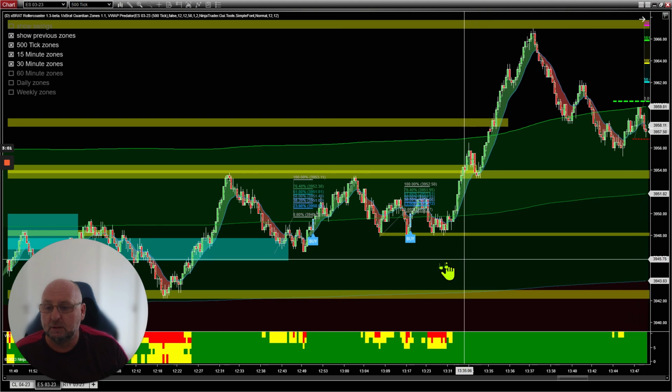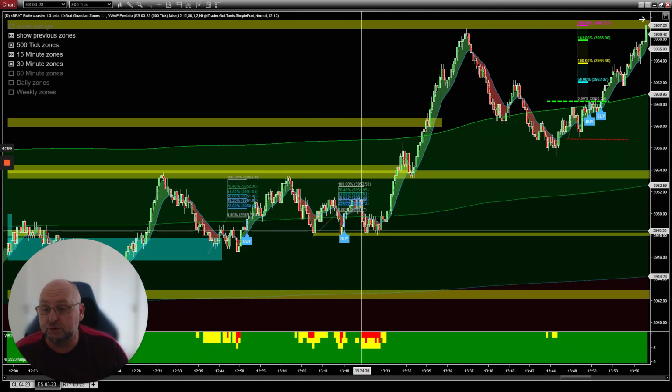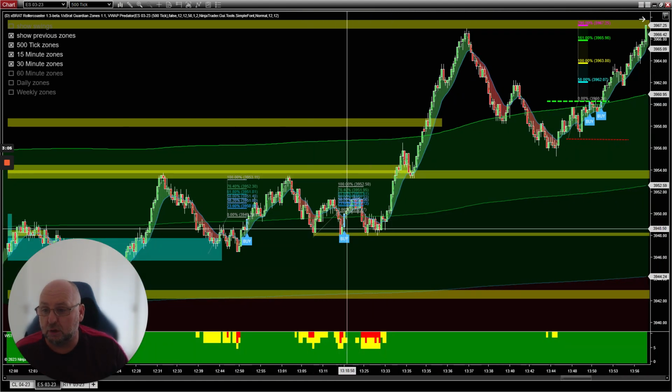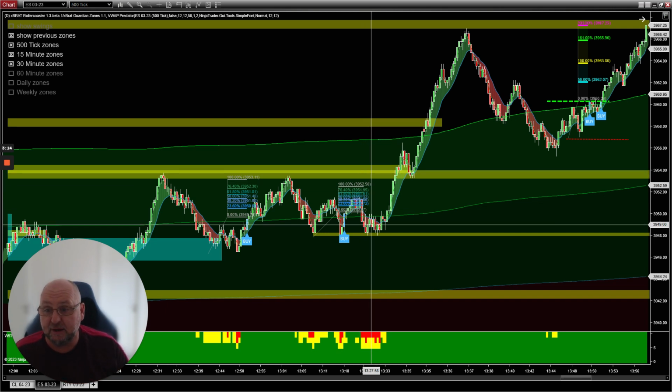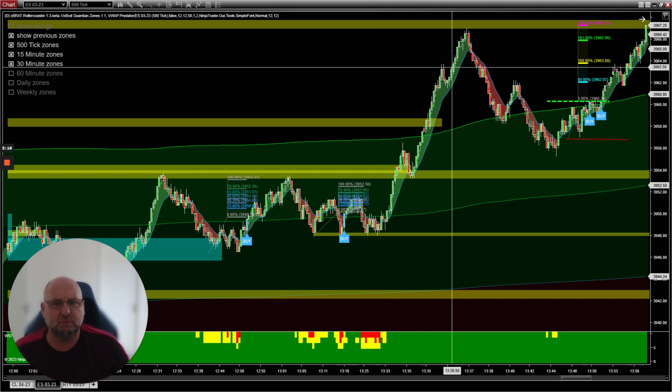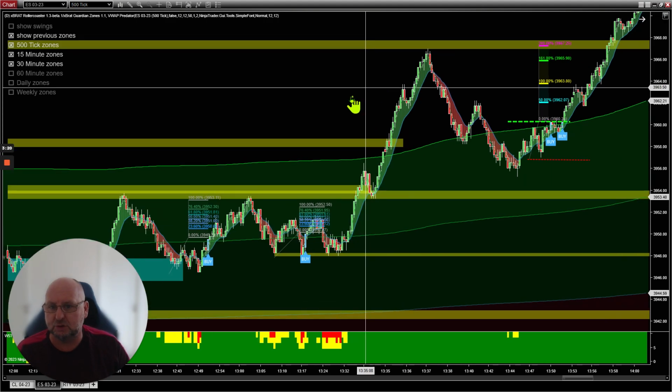Okay. The next one that comes along, we get some new zones forming on this 500 tick chart. We got a 1 to 1.3. Not fantastic. Not going to take it. Minimum for me is 1 to 1.6. Eventually it does break through. We didn't miss the trade because we didn't get the setup and we didn't have the fresh air. We need to be patient.